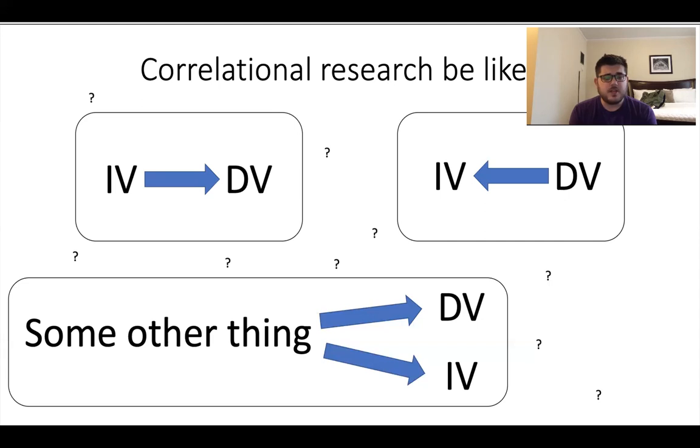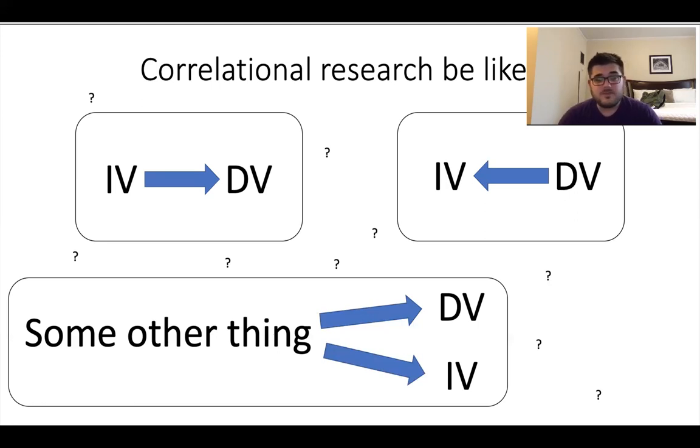So is it the violent games that are causing them to be more violent, or is it the fact that they're violent already? They were violent before they played video games, so naturally they like to play video games that match their behavior. It can be unclear whether the IV is causing the DV or the DV is causing the IV.